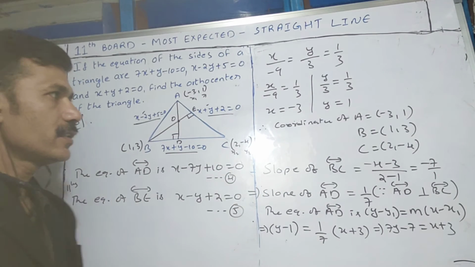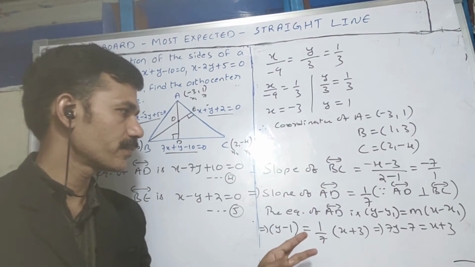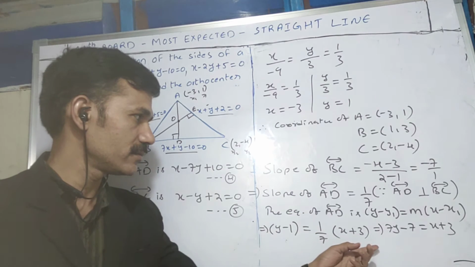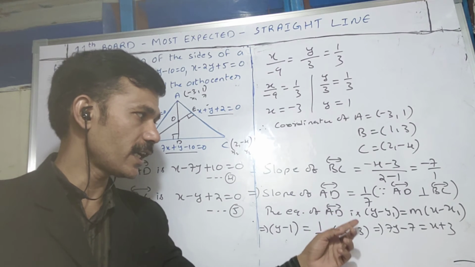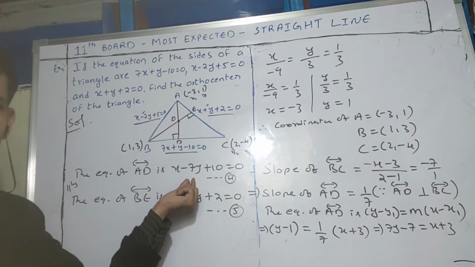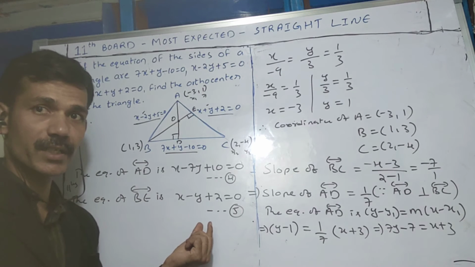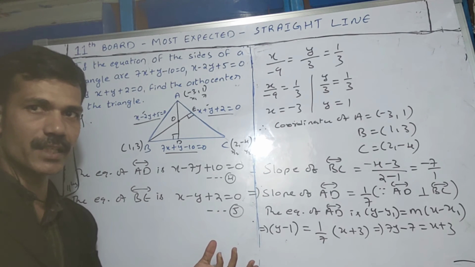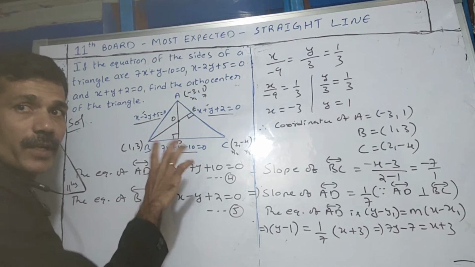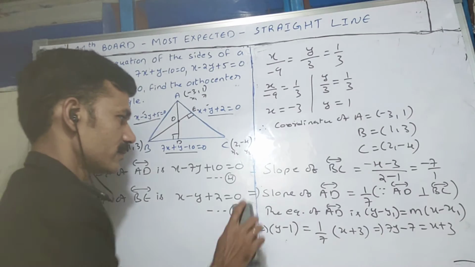For finding the vertices, we told each one will get 1 mark. For finding the line equation, finding the slope of AD and afterwards using this to find the line equation of AD, you will get 1.5 marks, and for the line equation of BE you will get 1.5 marks. So in total you scored 6. And if you find the orthocenter, then you are going to get the complete 7 marks.